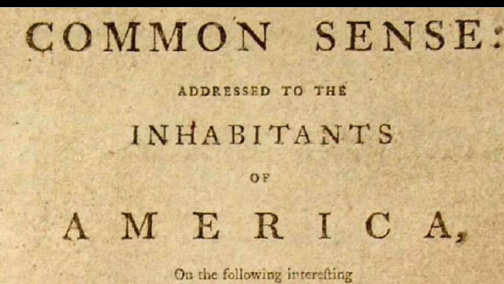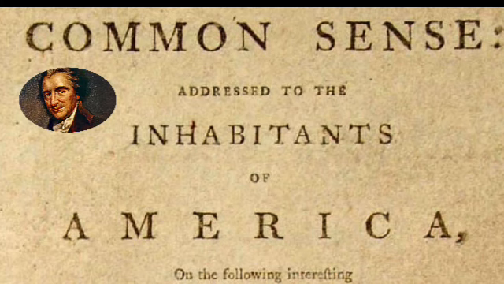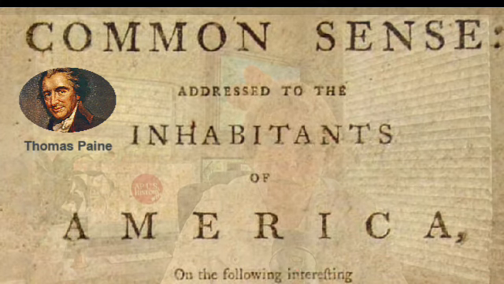Well, jump forward to January of 1776, and a little pamphlet comes out called Common Sense, and its author was Thomas Paine. Thomas Paine was also a follower of the Enlightenment as well as the Great Awakening, and using everyday language that anybody could understand, not just the highly educated, he argued for independence.